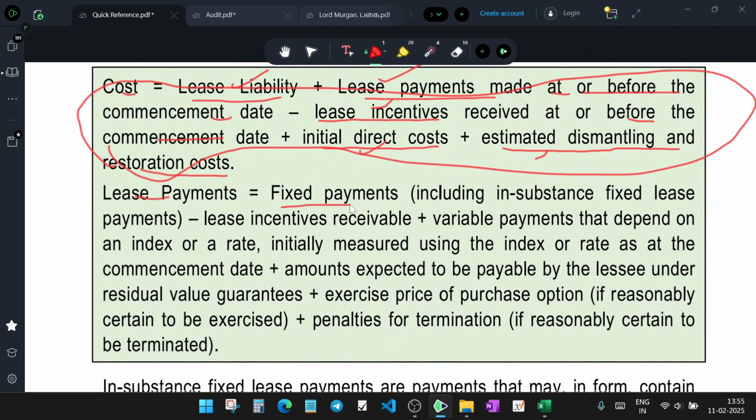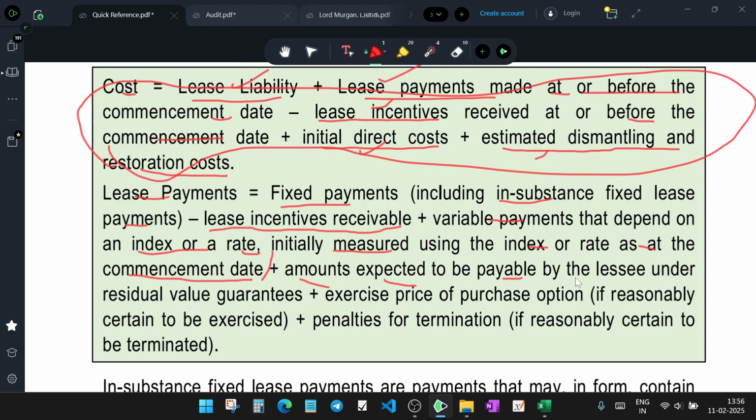Lease payment: the fixed payment, including in-substance fixed lease payments. Monthly, what is the payment? Lease incentive receivable, you should subtract. Every month if there is a lease incentive, we can subtract it. Variable payment that depends on an index or a rate is initially measured using the index or rate at the commencement date. So at the commencement date we will say, sir, we're going to use this asset for this many hours a day. So this may be the lease payment for a month that needs to be considered, and based on that, on the first day, we should consider the lease payment.